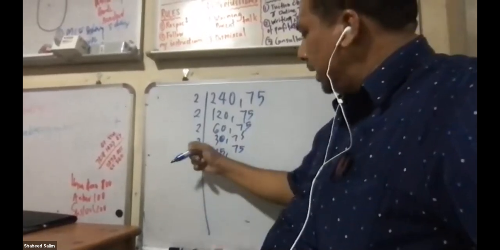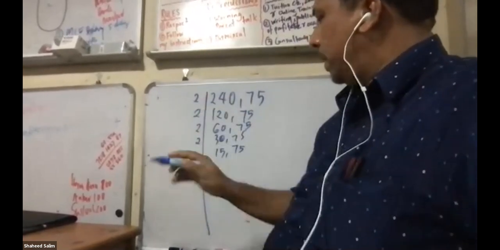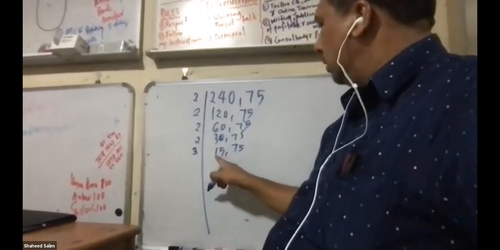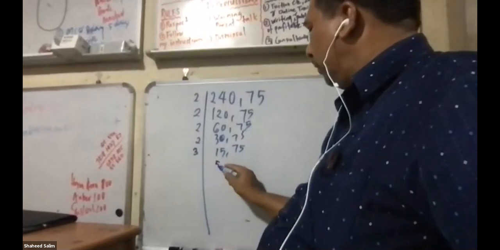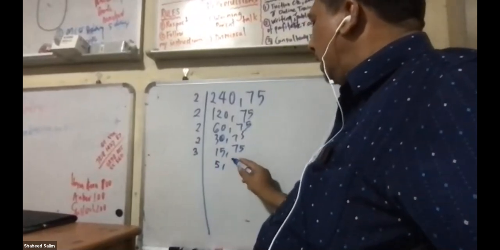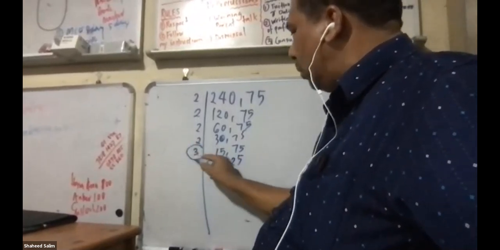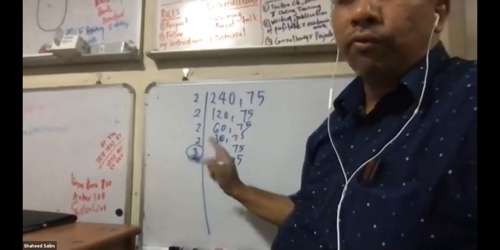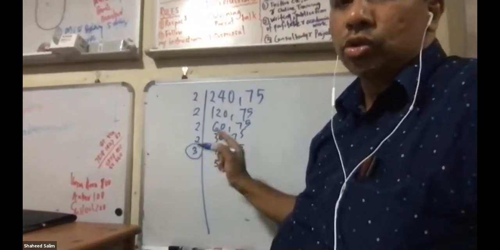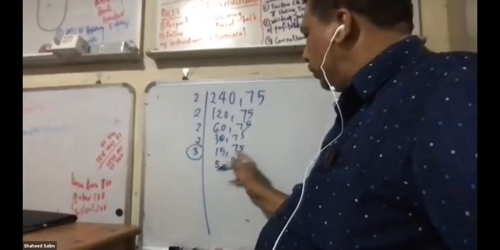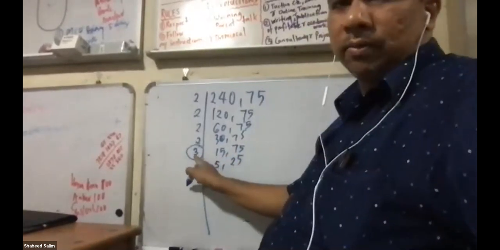Now, try the next number. After 2, the next prime number is 3. Divide by 3. Okay, I get 5. This one divided by 3, I get 25. Now I circle. Why do I circle? Both numbers can be divided by 3, so you circle.